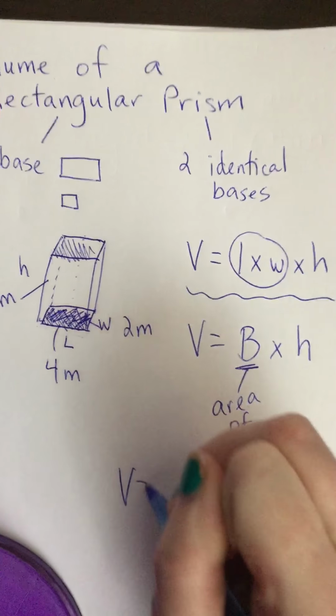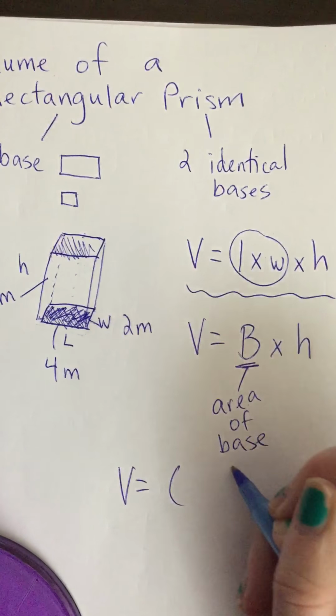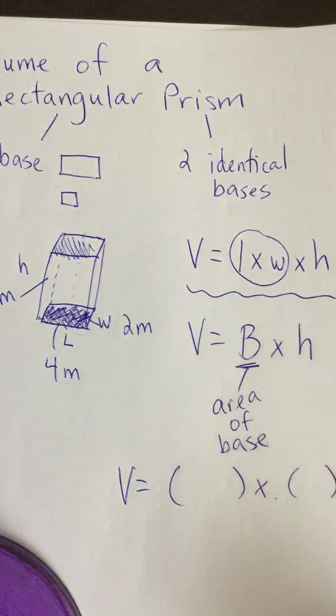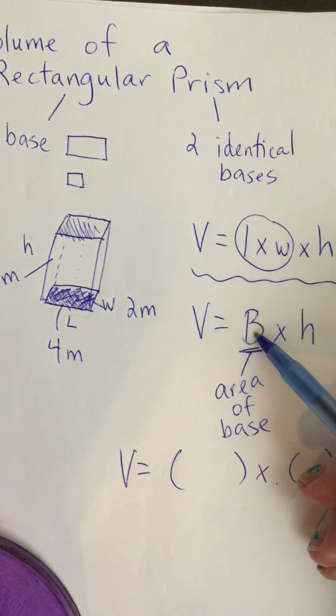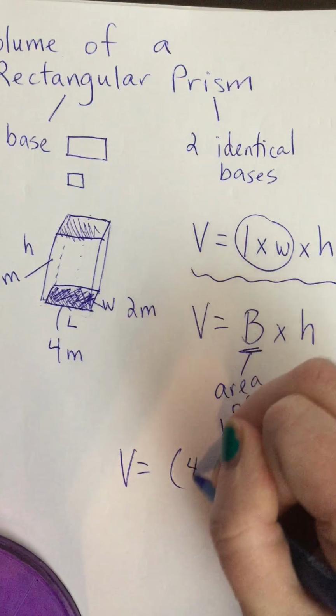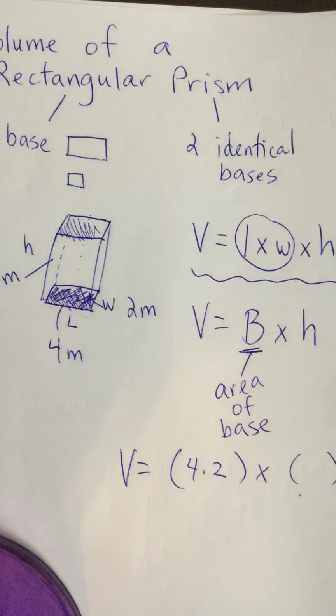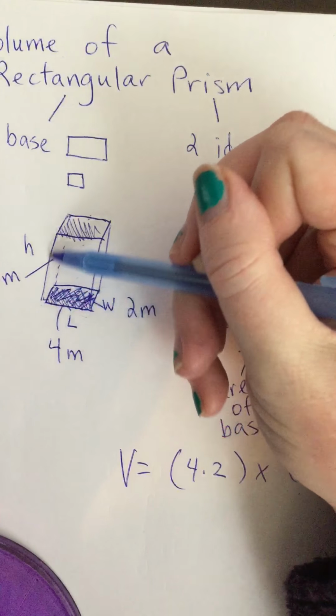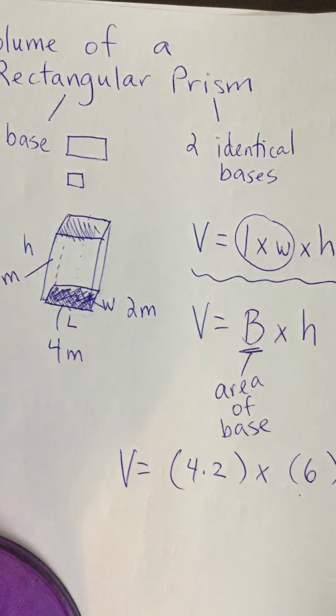All right, so let's see if we can do this formula. Here we go. Volume equals big B times height. Okay, big B means the area of this bottom, which is length times width. So we're going to inside do 4 times 2. And right here, the height of the whole prism is 6.